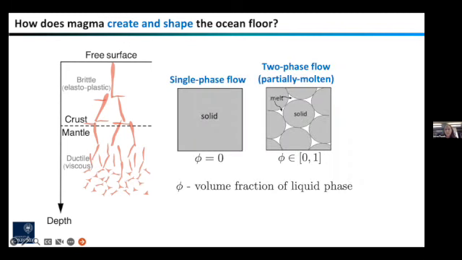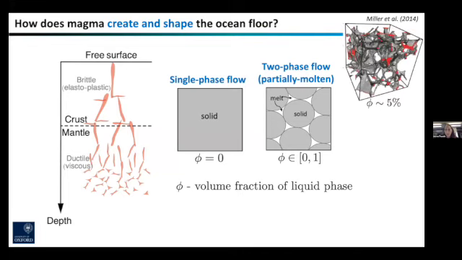And we use a two-phase flow theory to do this, and that takes into account the interactions between melt and solid. So we can also model melting and crystallization together with the mechanics of the two phases. And one important parameter in this theory is the porosity, or the volume fraction of liquid phase. That is because we describe many of the properties of the system based on porosity.